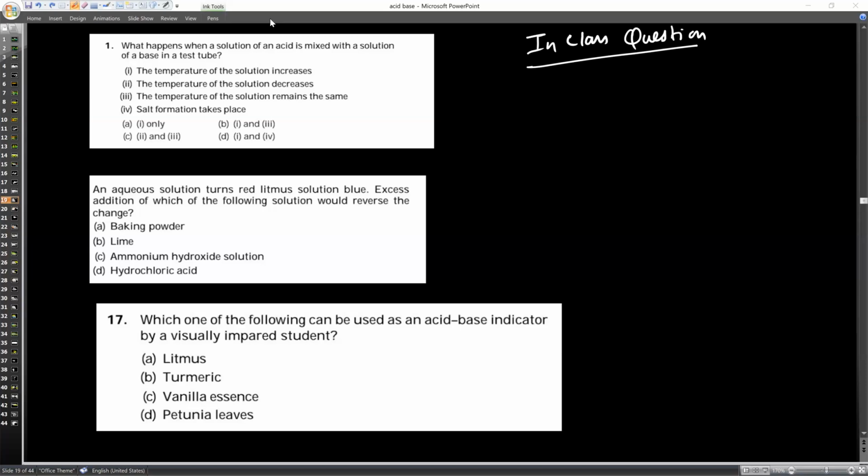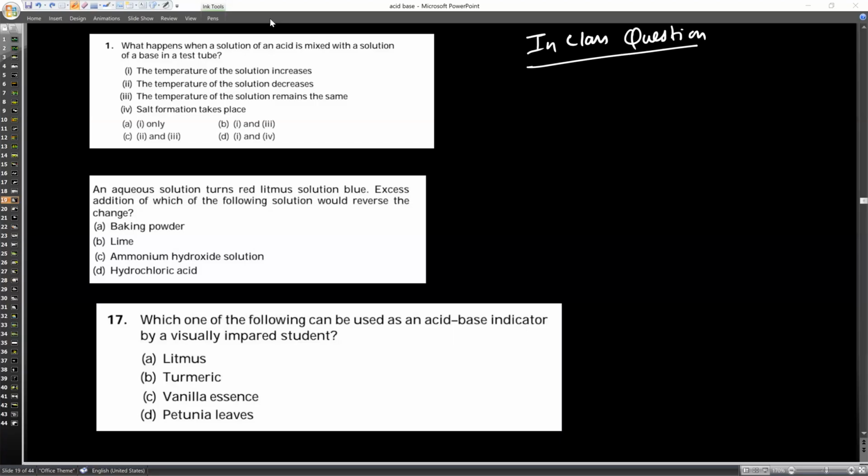Very good, shabash. Next, in an aqueous solution, turns red litmus to blue. Blue means base. When it is changing from blue to red, then it is acid. Red to blue, then it is base. Got it? समझ आया? B for blue, B for base.